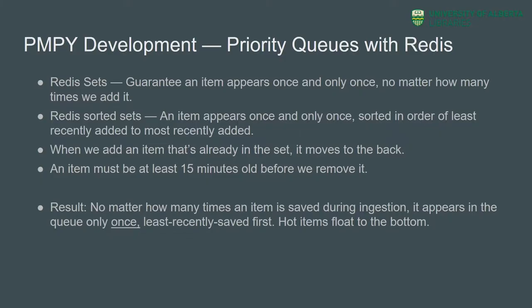Really quickly, Redis sets guarantee that an item's in there once and only once. Sorted sets, same thing, but in some kind of order. In this case, least recently added to most recently added. If you add an item that's already in there, it just pops to the back of the queue. We added a little bit of custom logic that says it has to be in there for at least 15 minutes to really try to minimize that preservation churn. And the result was that no matter how many times an item gets saved during ingestion, it is in that queue only once, it's in the order we want it in, and we're not churning pretty much at all.